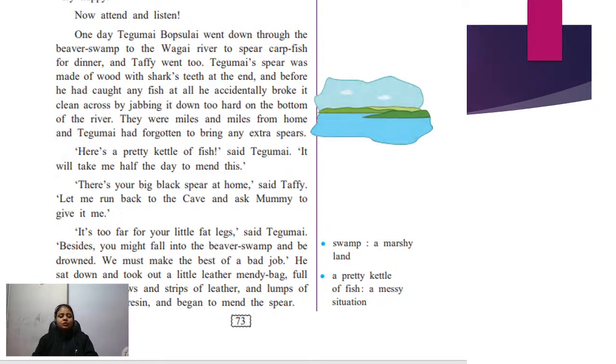"Here's a pretty kettle of fish," said Tegumai. "It will take me half the day to mend this." "There's your big black spear at home," said Taffy. "Let me run back to the cave and ask Mummy to give it to me." "It's too far for your young little fat legs," said Tegumai. "Besides, you might fall into Beaver Swamp.